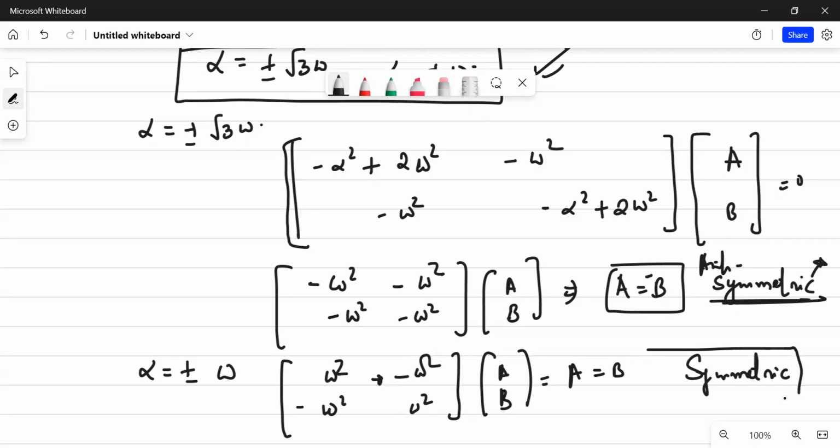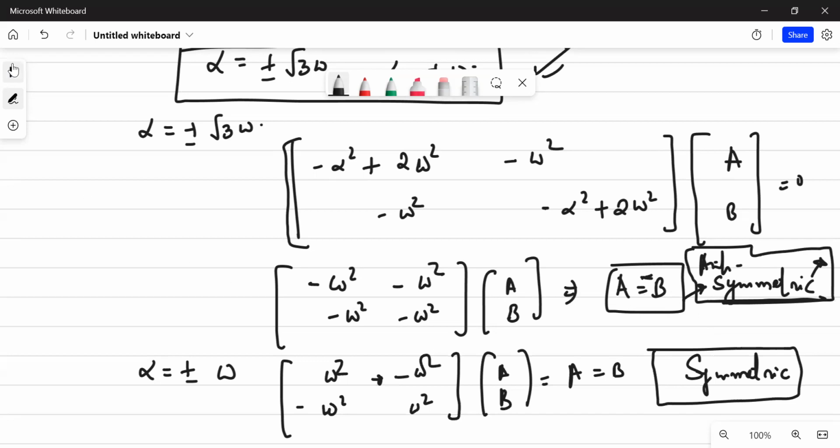What does that mean? We'll see that. Don't worry. So this is an anti-symmetric one. What is that anti-symmetric one I'm saying? I'll come to that. But right now, just understand, since A is equal to minus B, I'm calling this particular mode of oscillation anti-symmetric, and this one symmetric.